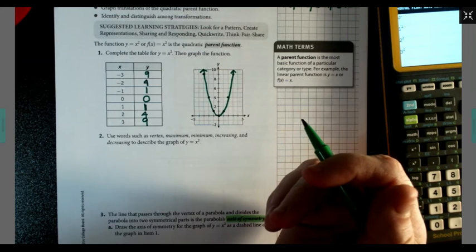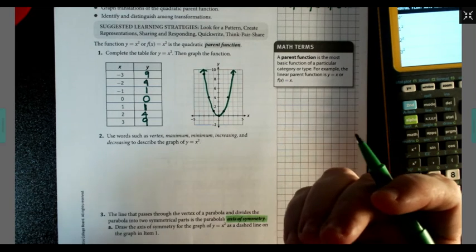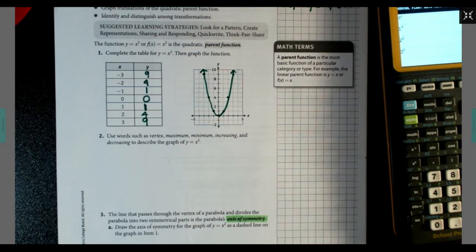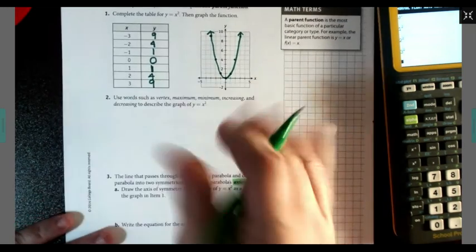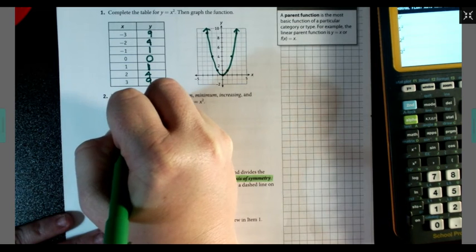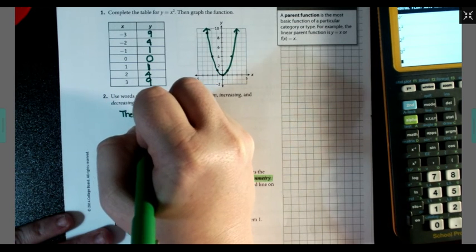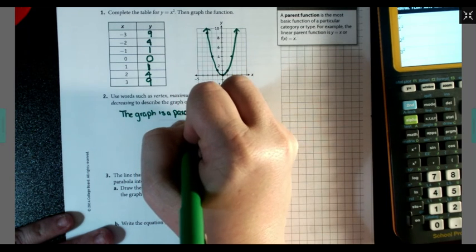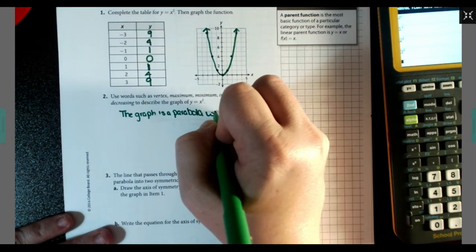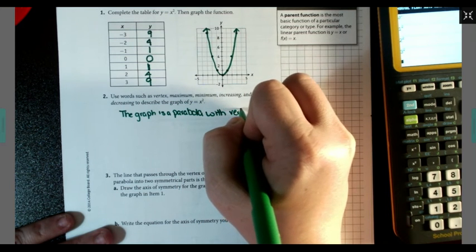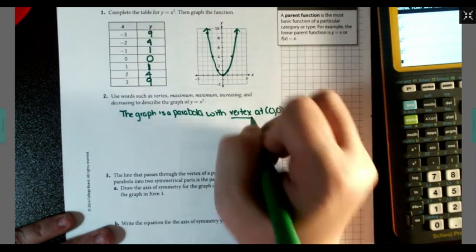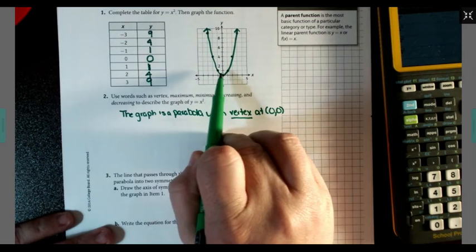Use words such as vertex, maximum, minimum, increasing, decreasing to describe the graph of y equals x squared. Well, we could say things like the graph is a parabola with vertex at 0, 0. It asked me to use that word vertex. That's where that makes that curve.